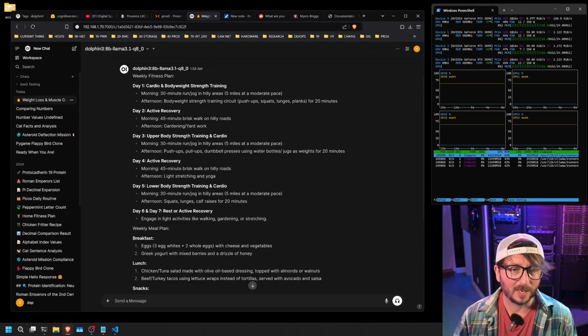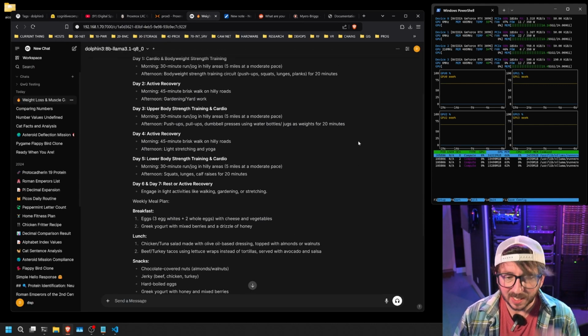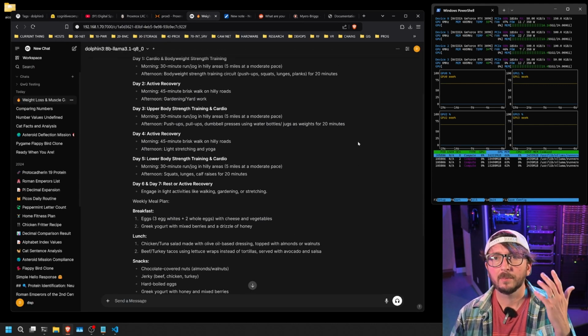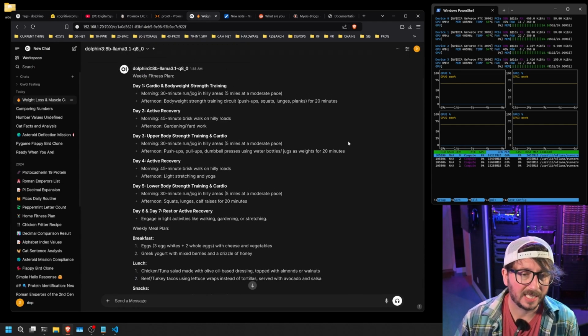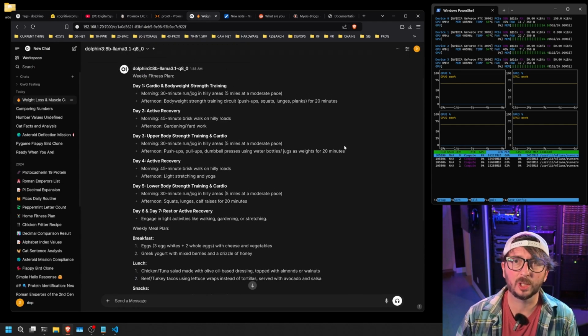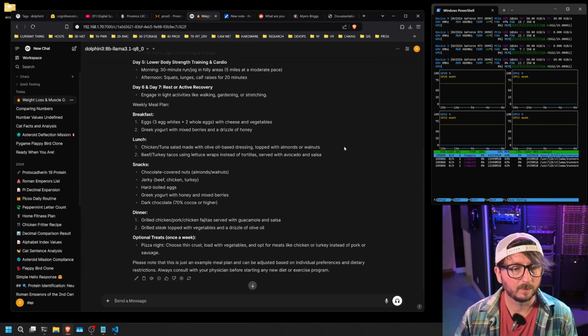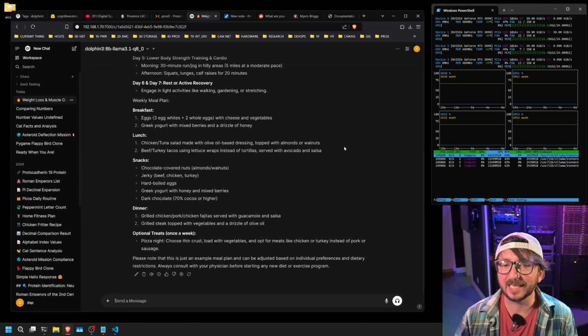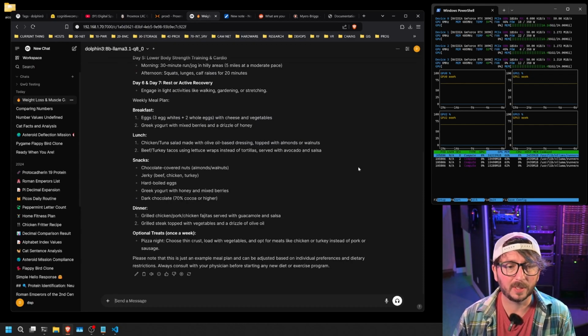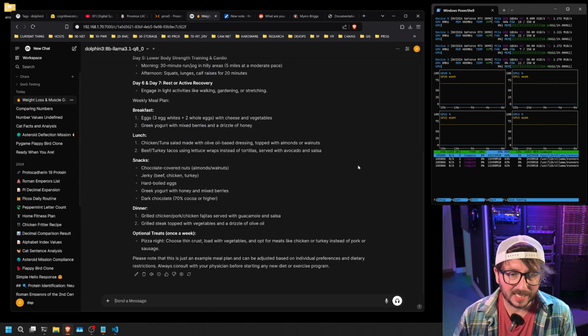Weekly fitness plan, day one, cardio and bodyweight strength training. 30 minutes jog or run in hilly area, 5 miles at a moderate pace. Afternoon, bodyweight strength training circuit: push-ups, squats, lunges, planks for 20 minutes. So it's not giving me a very in-depth plan at all for the training here. This is just a general fitness training plan. It's not talking about a lot of things that you would kind of hope would have been included in here. The weekly meal plan is Spartan, but also something that could work.